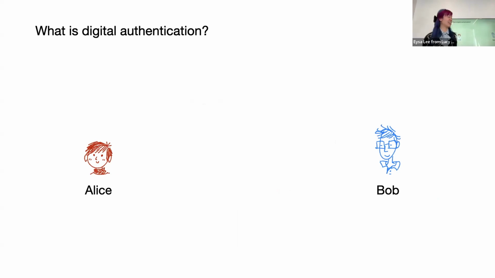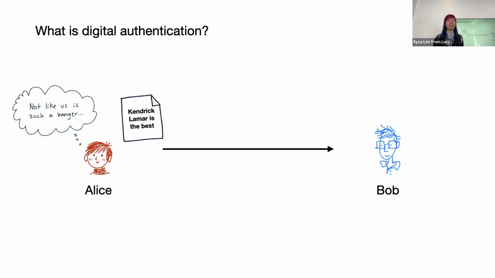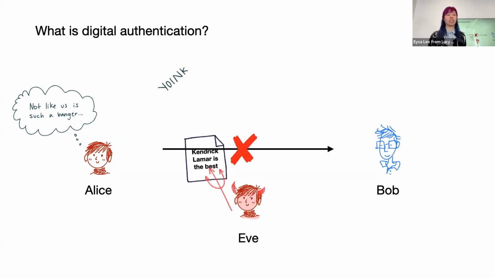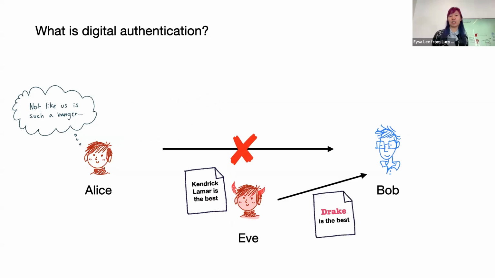So let's say that we have Alice and Bob, and Alice recently saw the Super Bowl, and she's like, wow, Kendrick Lamar, that guy is great. And so she wants to tell her friend Bob that Kendrick Lamar is the best. But partway through trying to send this message over to Bob, her message gets intercepted by some adversary named Eve, who decides to go and yoink that message and instead changes it to saying that Drake is the best.